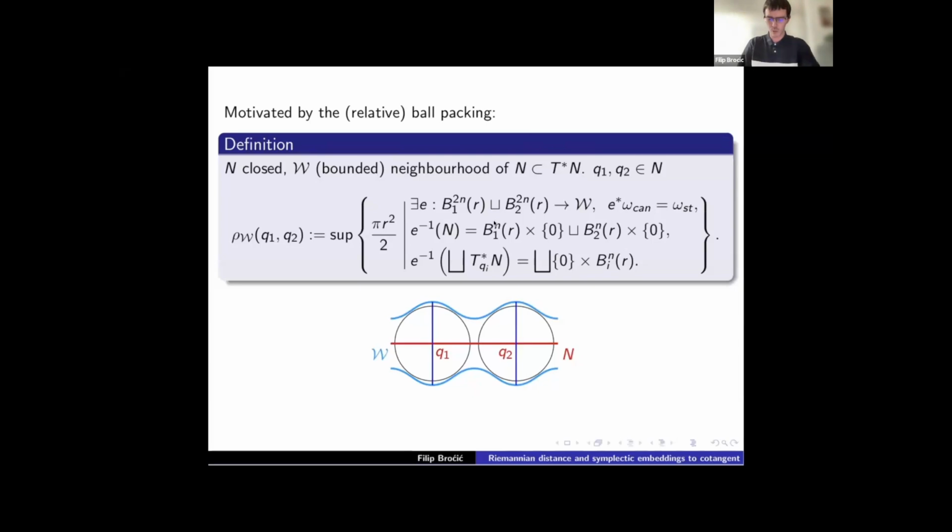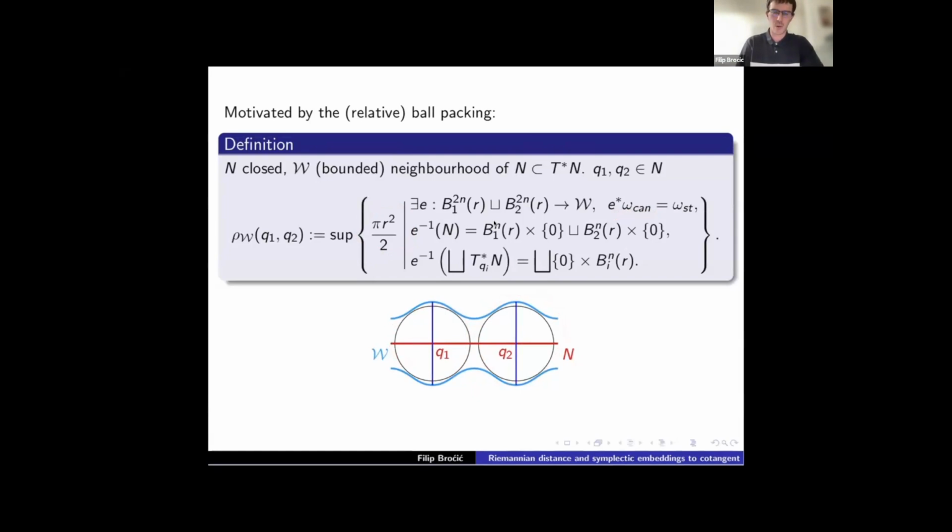And now, given two points Q1 and Q2 on the zero section, I want to introduce a distance-like function, which I call rho W. And rho W of Q1 and Q2 is the supremum of pi r squared over 2 over all symplectic embeddings of this disjoint union of two balls of equal radii. Now the symplectic structure is the canonical one on the cotangent bundle and the standard one on R^2n.